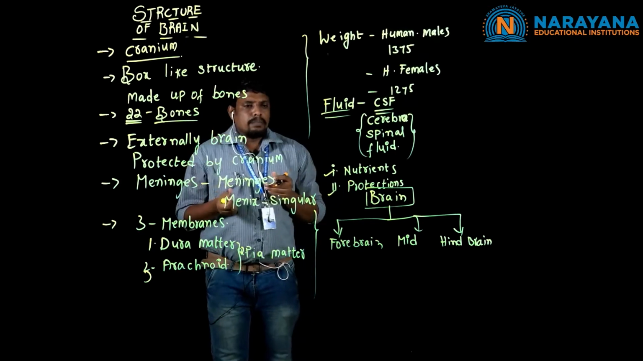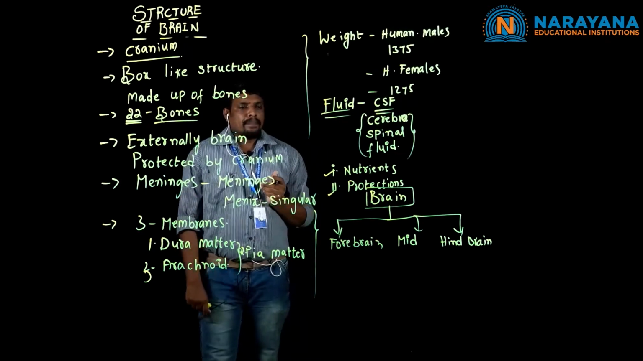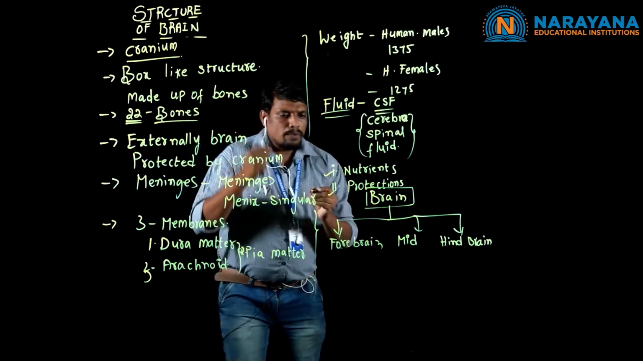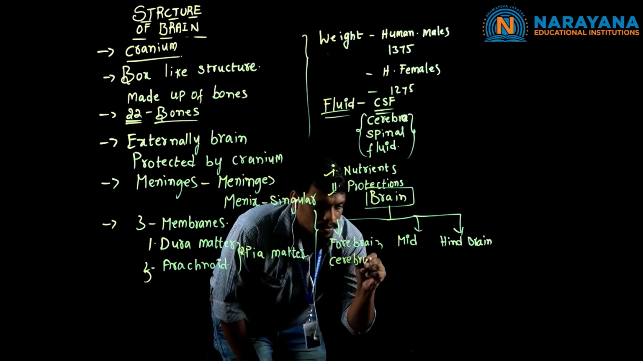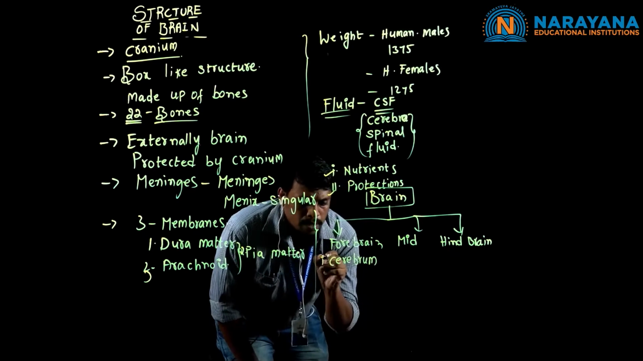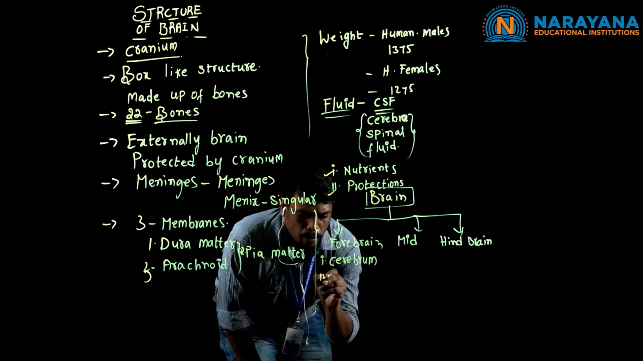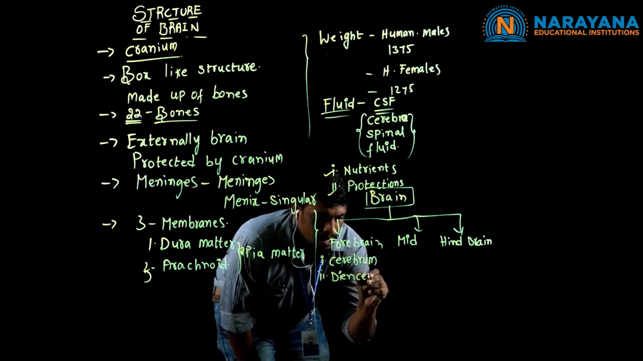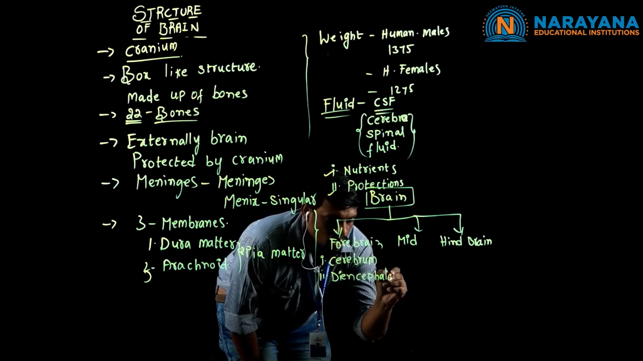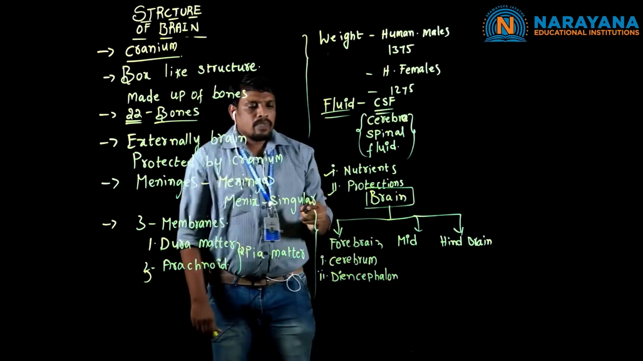Forebrain, midbrain, hindbrain. Clear? Forebrain contains the cerebrum as the first important part, and the second important part in the forebrain is the diencephalon. Clear, ma? Right.